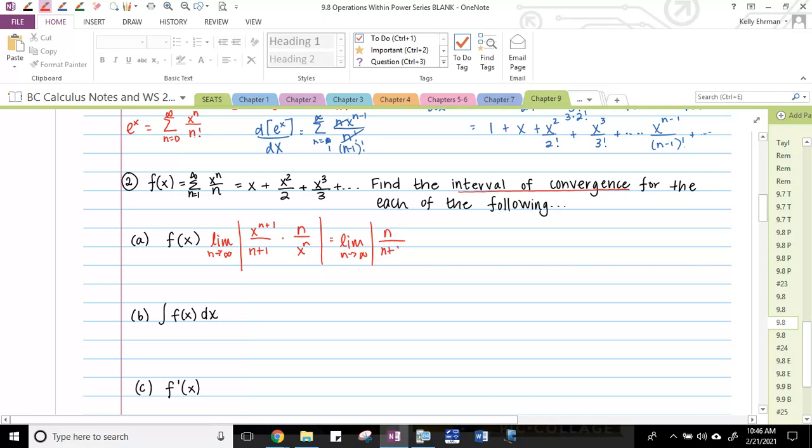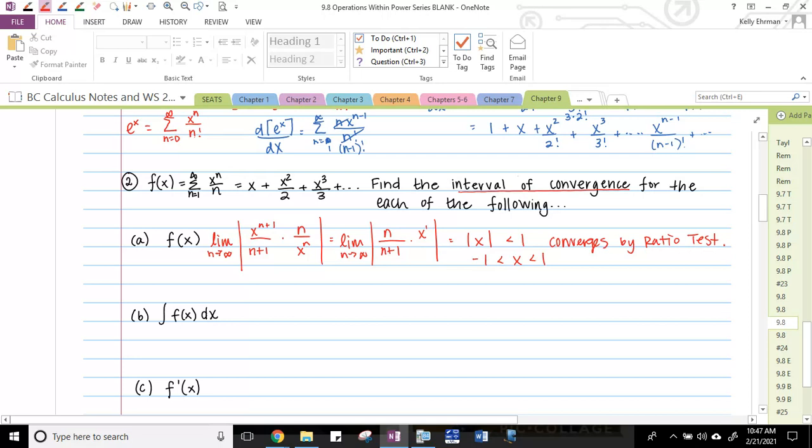n over n plus 1 times x to the first. When I take the limit as n approaches infinity, this rational expression becomes 1. This just equals absolute value of x. As long as absolute value of x is less than 1, this will converge. This power series will converge by the ratio test. All right, so that tells me that negative 1 needs to be less than x, which is less than 1. That tells me that the radius of convergence is 1.